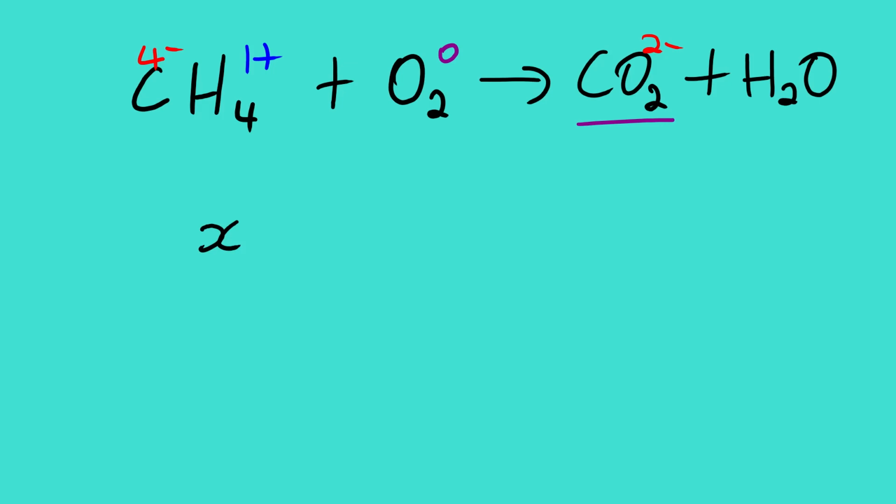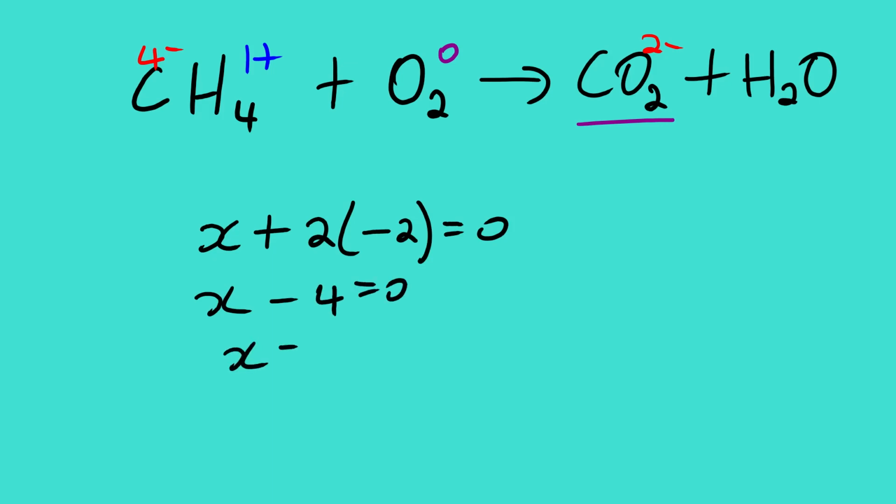So we have X plus 2 atoms, negative 2, is equal to 0. X minus 4 is equal to 0, and then we have X is equal to 4. So you can see that the oxidation number of carbon on the product side is 4+.